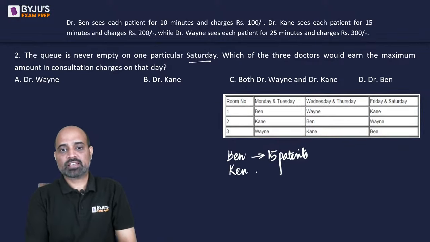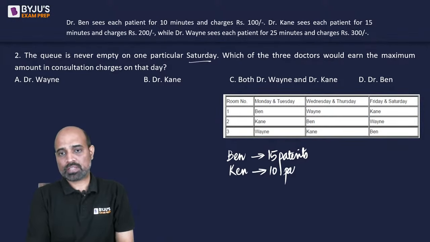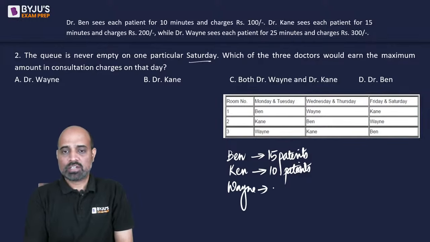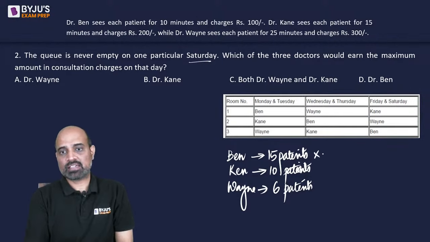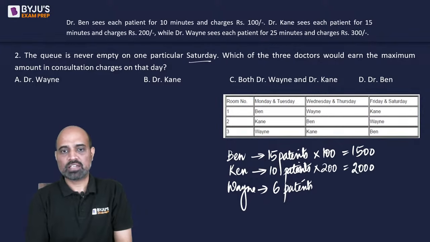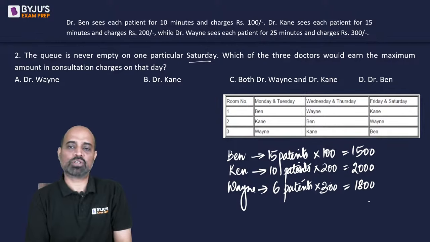Similarly for Kane, he was looking at 10 patients on every day. And if you're talking about Wayne, he is looking after 6 patients every day. On Saturday also this is true. Now Dr. Ben charges 100 rupees, so he will earn 1500 rupees on that day. Dr. Kane charges 200 rupees, so he will be earning 2000 rupees on that day. And Wayne charges 300 rupees, so he will be earning 1800 rupees on that day.